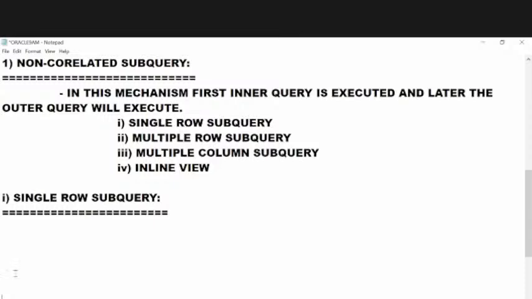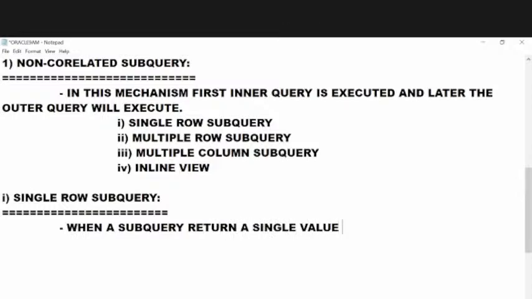So what is a single row subquery? When a subquery returns a single value, then we call it a single row subquery, SRSQ.